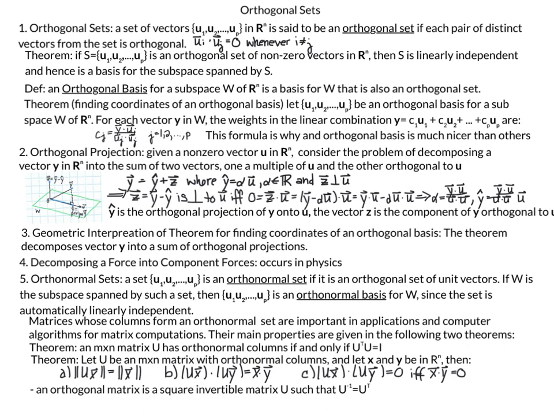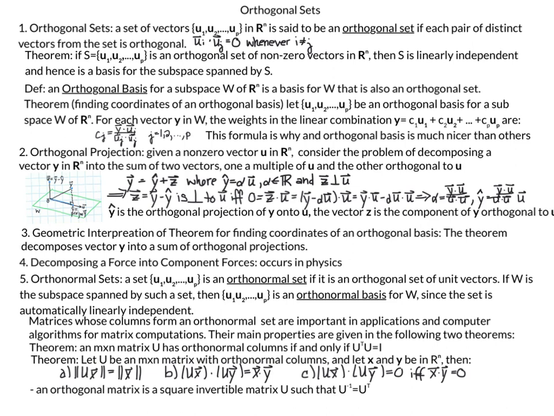To review what we've gone over in this video, we talked about orthogonal sets. A set of vectors u1, u2 up to up is said to be an orthogonal set if each pair of distinct vectors from the set are orthogonal to each other. In other words, ui dot uj is equal to 0 whenever i does not equal j. Then we have this theorem that said if we had an orthogonal set of non-zero vectors in Rn, then the set of vectors are linearly independent, and hence they are a basis for the subspace spanned by S. And finally, once we have a basis that is an orthogonal set, we call that an orthogonal basis.